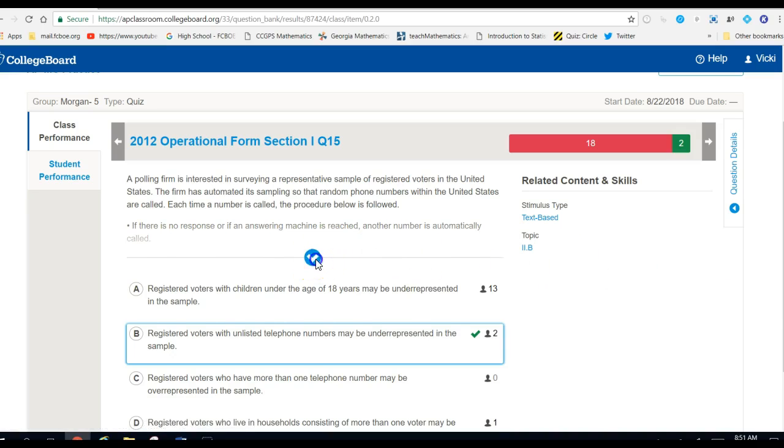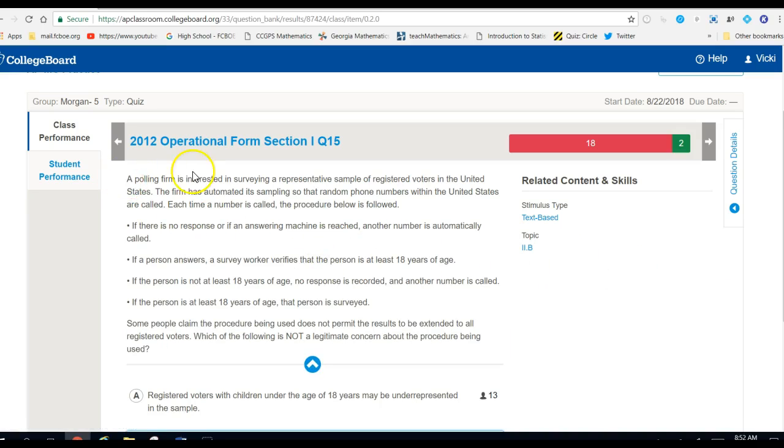This is the one most students had trouble with, so I'm going to walk you through the question and all the answers. Basically, a polling firm wants to survey registered voters, and they want to get a representative sample of all the registered voters in the U.S. So they automate a process, and they basically create a sample of random phone numbers, okay? And they will call those phone numbers.